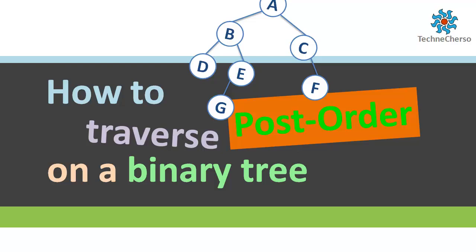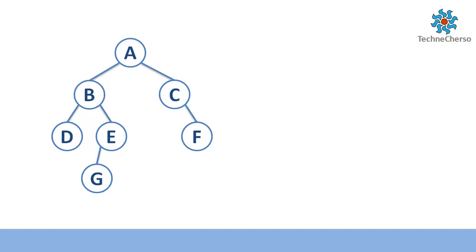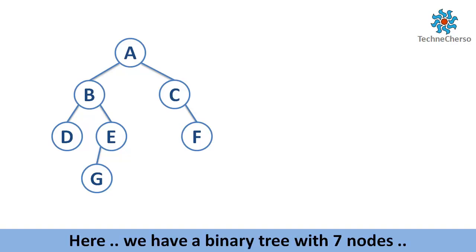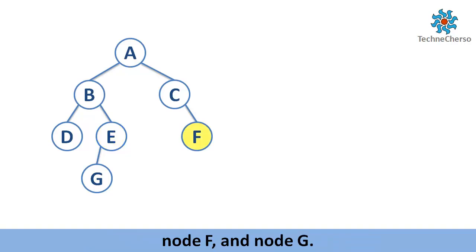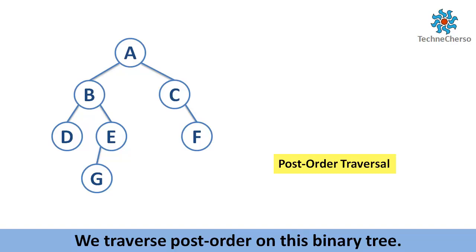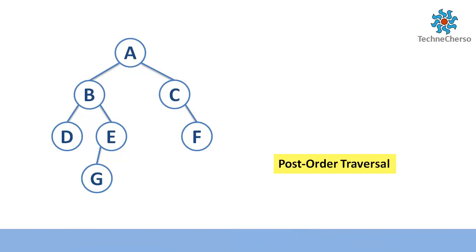How to traverse post order on a binary tree. Here we have a binary tree with 7 nodes. Node A, node B, node C, node D, node E, node F, and node G. We traverse post order on this binary tree.